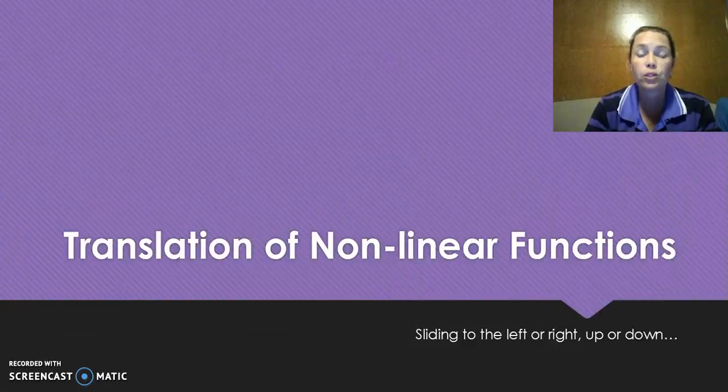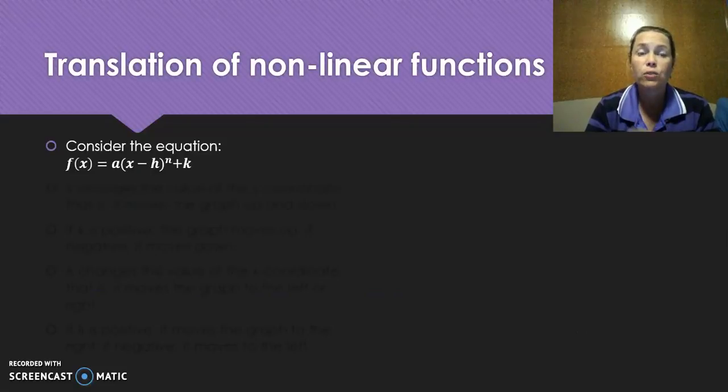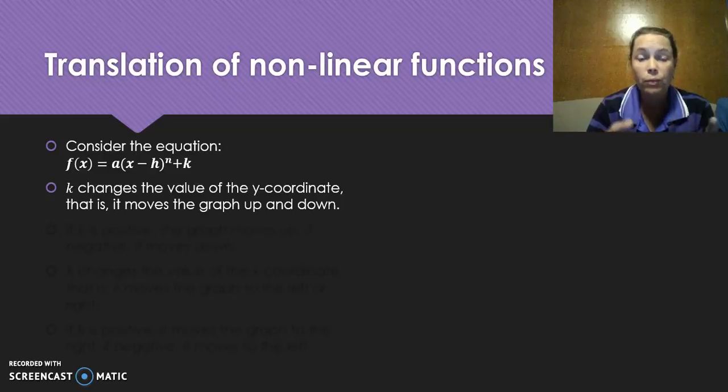So let's go on to the translation of functions, and that is sliding to the left, right, up or down. So we start off with our equation again. Now think about it. If you have an x value and you substitute it into the equation, then you're going to get your y value. So the way we can change the y value is to change k. So we change the y coordinate to move the graph up and down, and we do that by putting k in. So if k is positive, it's going to make our y value larger, so it's going to move it up. And if it is negative, it's going to make our y value smaller, so it's going to move it down.